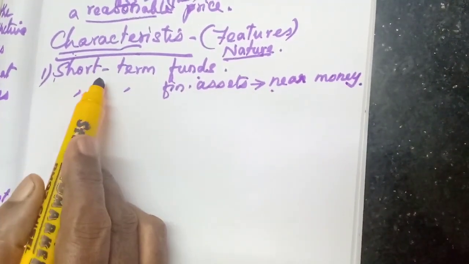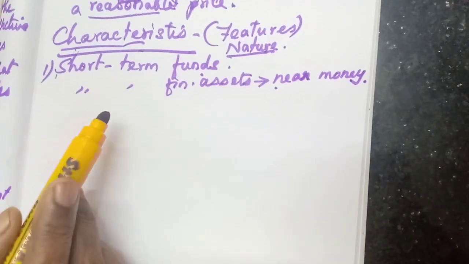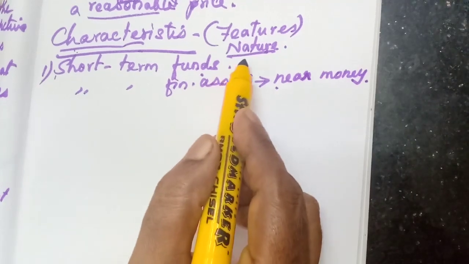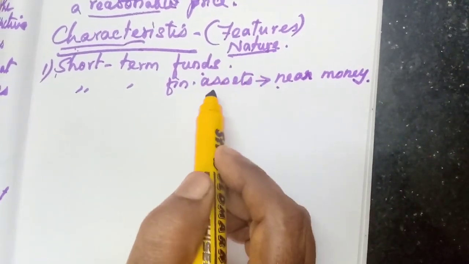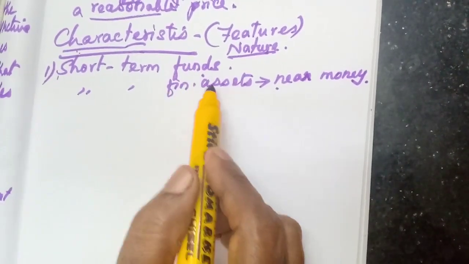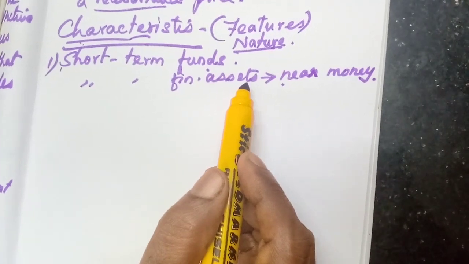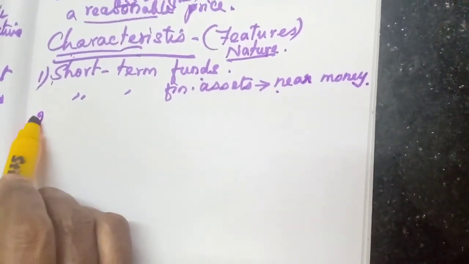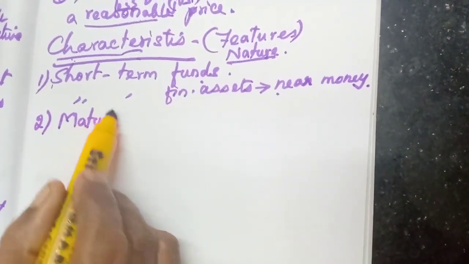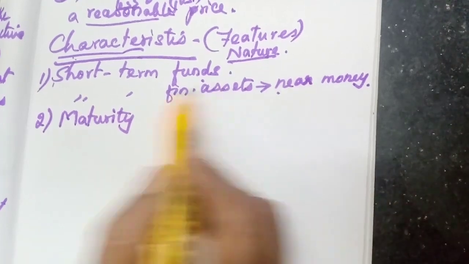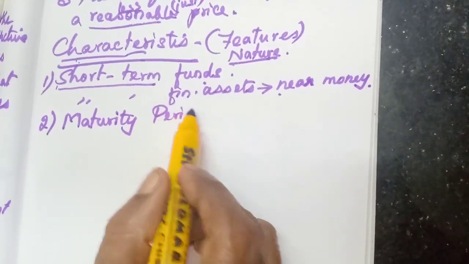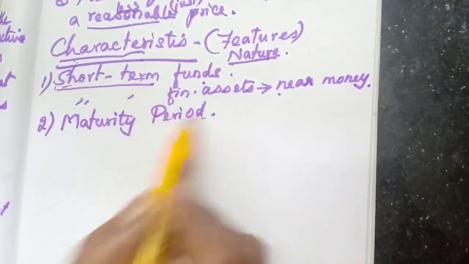So what is the first characteristics? Short-term funds. You have to remember immediately, money market means short-term funds. Okay, so you have to remember that short-term funds, it is a market for short-term financial assets called near money. Understood? The second point is maturity period. Immediately you have to remember that we are explaining the short term, this is related to short term. Understand? So heading you have to study maturity period. Short term means maturity period.